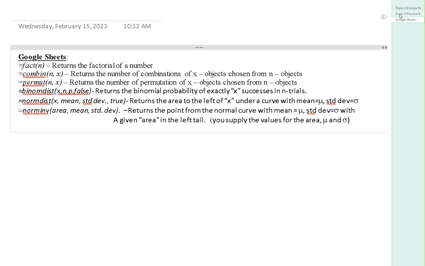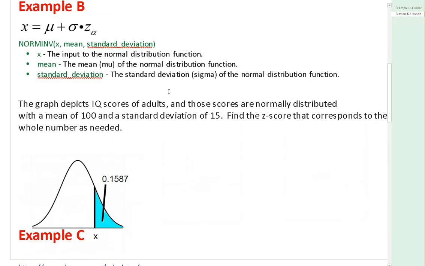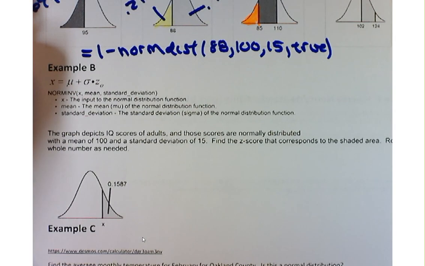So let's practice that with this one. Now, let's just focus in on this part of it. I think I accidentally copied part of this by mistake, but I am going to make use of that initial part. But right now, let's just find the z-score that corresponds to the shaded area. Round to the nearest whole number if needed. That's a little weird because usually for z-scores, traditionally you're going to round to the nearest 100th.